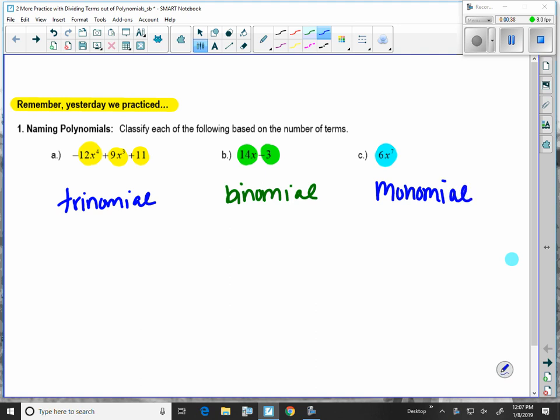So tri is 3, bi is 2, mono is 1. If it has 4, polynomial. What about 5? Yeah, so anything bigger than 4, we say polynomial.